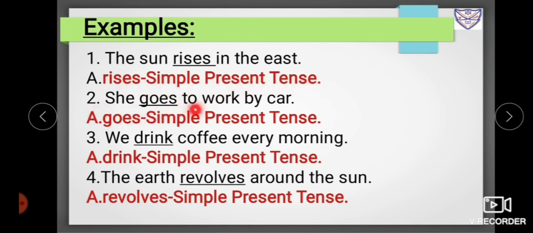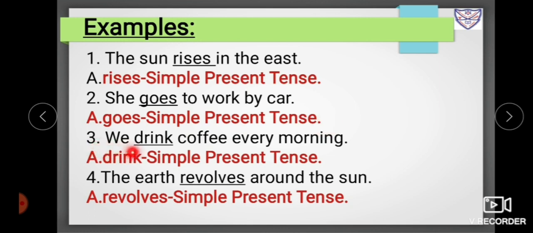Number 2, she goes to work by car. Over here the word goes is a verb. So it is also a simple present tense. Why? Because it shows an action which is done daily. Therefore we can say goes is a simple present tense.